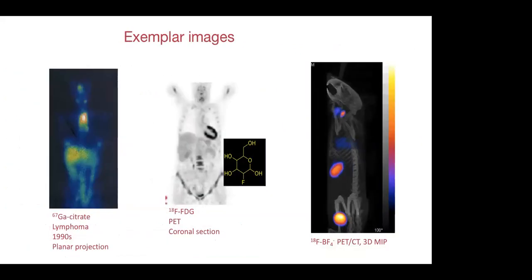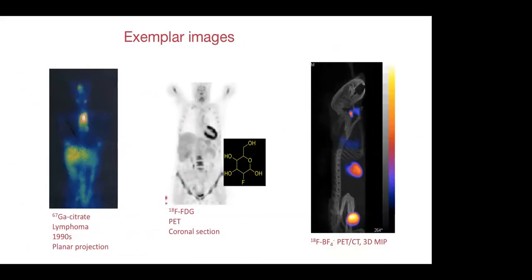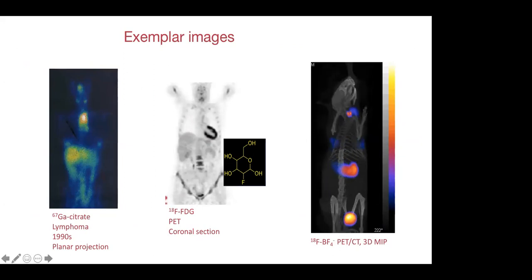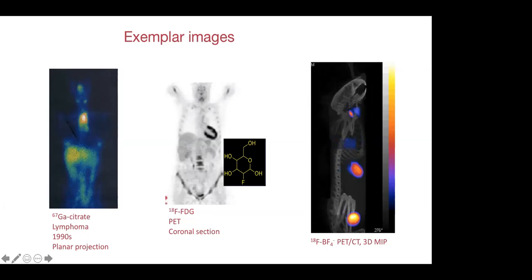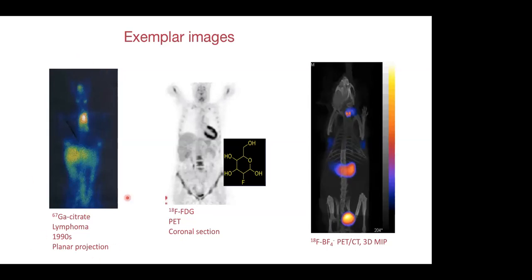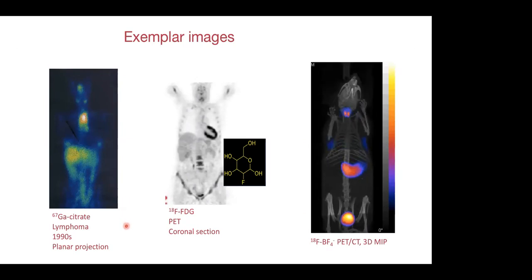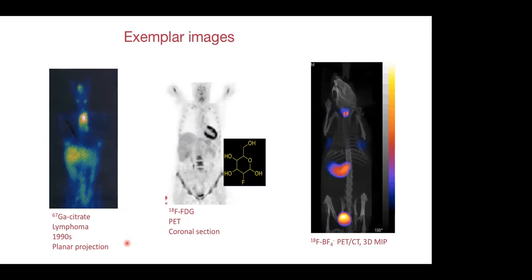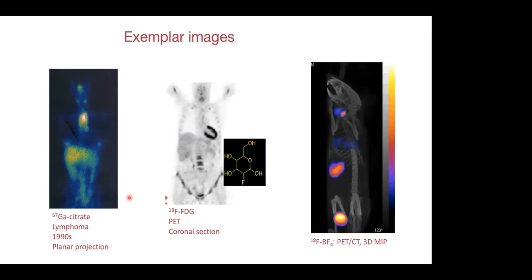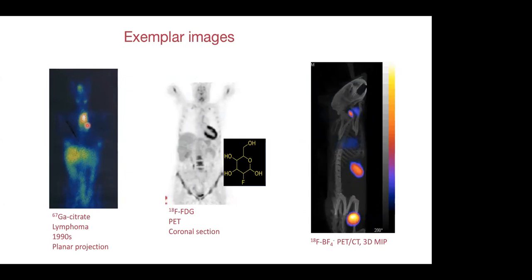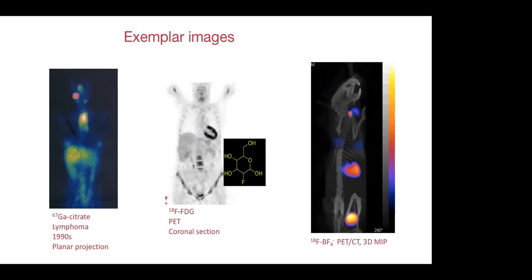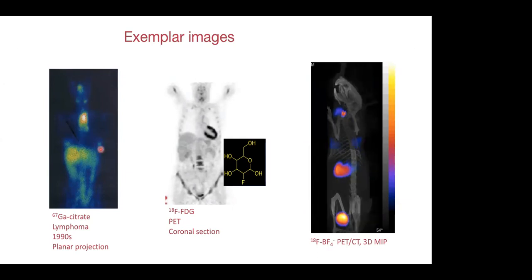Here's a couple of examples of the kinds of images that you get. The one on the left is an old one from the early 1990s of gallium-67 citrate, and this is a gamma camera image of a patient with lymphoma, and it's a planar projection, an anterior view showing the lymphoma here at the base of the neck, also seeing uptake of the radioisotope in the nasopharyngeal area, in the salivary glands, the liver and the intestines, and the mammary glands.